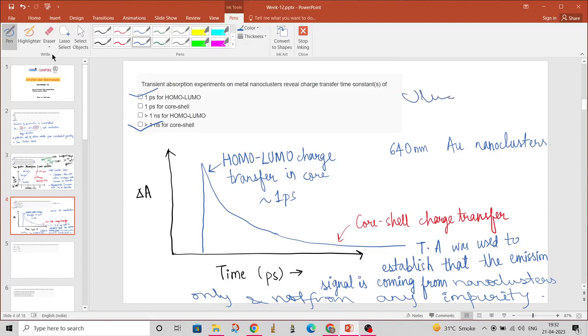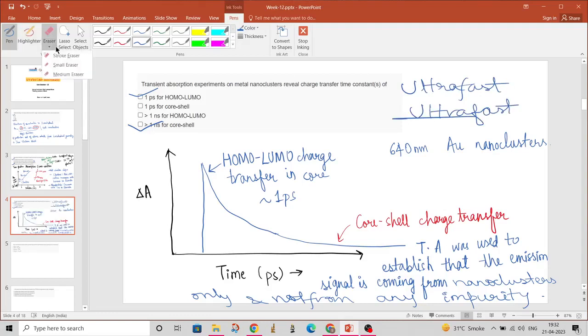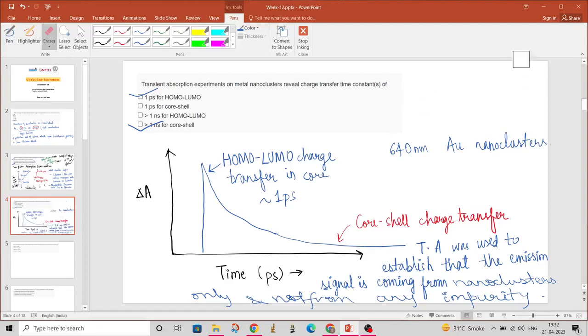Something happened to my pen. It's not writing clearly. Okay, it's working a little better.